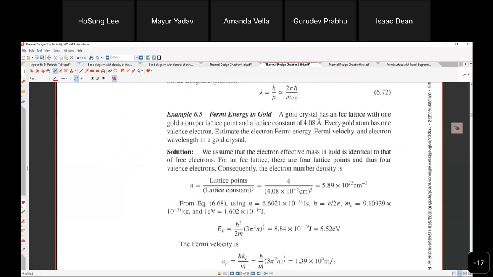Now, Fermi energy in gold. Do you think you can look at it? Let's look at it. Gold crystal is FCC, and we know the lattice constant is 4.08 angstrom. Let me look at it.